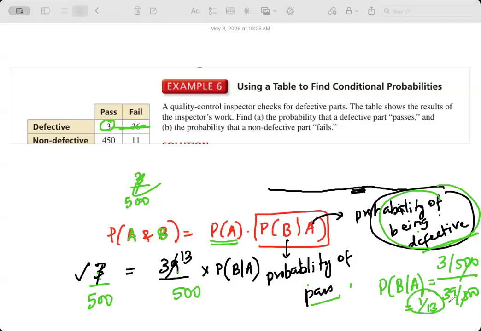Yep. So A and B is defective and pass, both should occur, right? So that is 3 out of the total. The probability of A just being defective is 39 out of the total. Can I move on? Nabiha, did I make it clear? Okay, Ashrita, did you clarify completely?